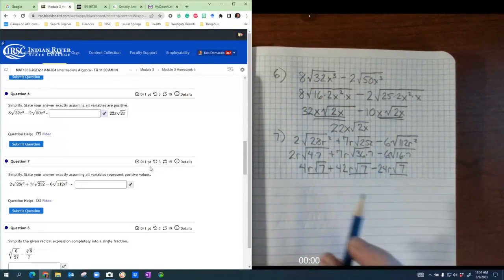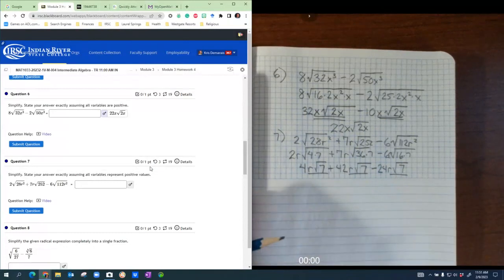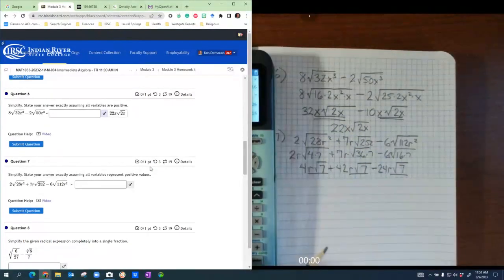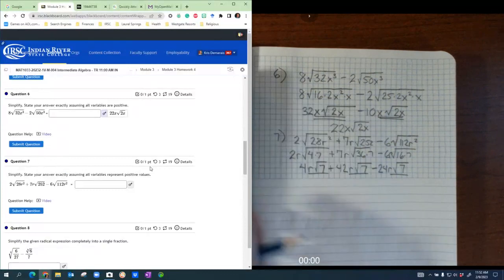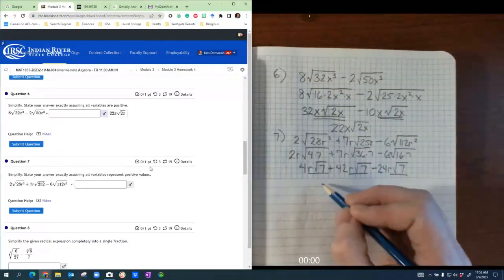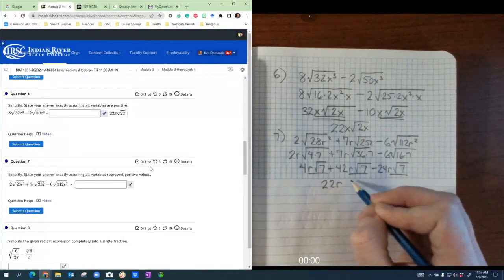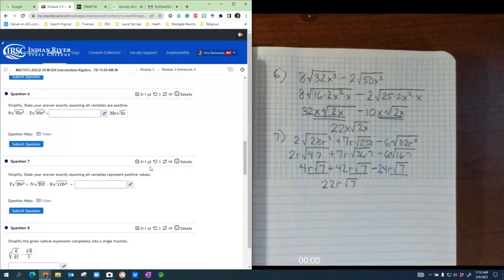Doing it in your head is hard, guys. I mean, it's not that easy. I'm not saying it is. I got a lot to teach you, so I go fast. So, 42 minus 24 is 18 plus 4, and that's going to give us 22. I'm kind of just doing it on a calculator, right? Whatever. So we have 22 R radical 7.